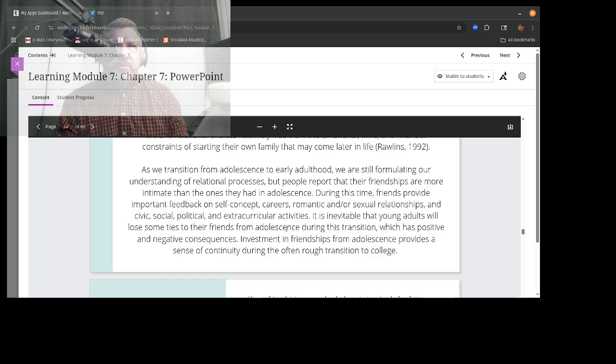It's inevitable that young adults will lose ties to some of their friends from adolescence during that transition. My stepdaughter's going through it right now. It has positive and negative consequences, and we talk about it regularly. Hopefully, if you're navigating this early adulthood space, you have people to talk to as well.